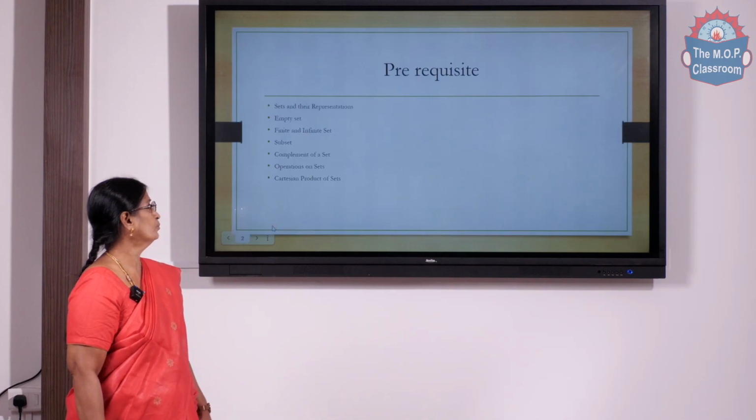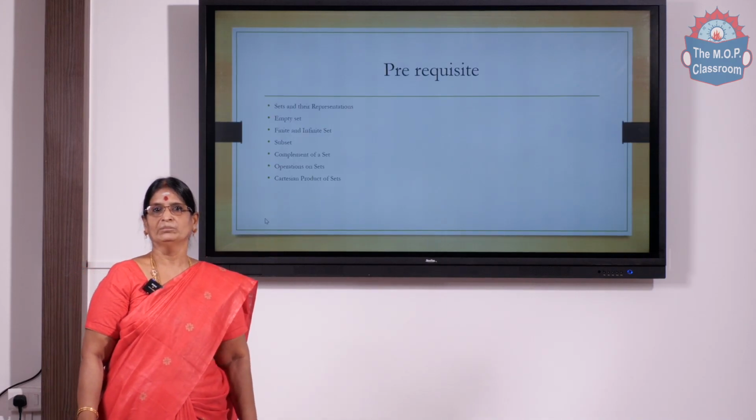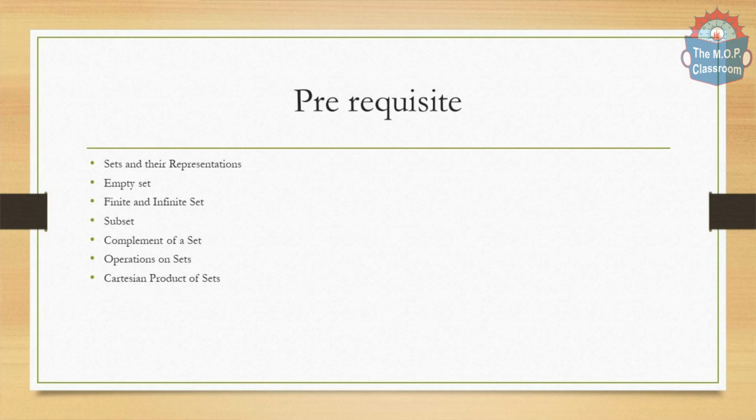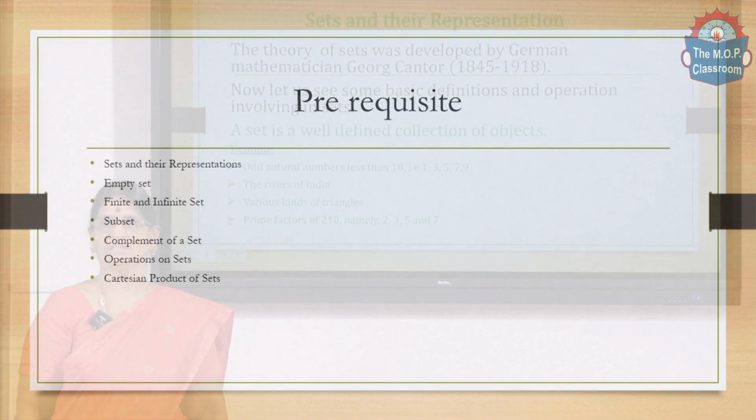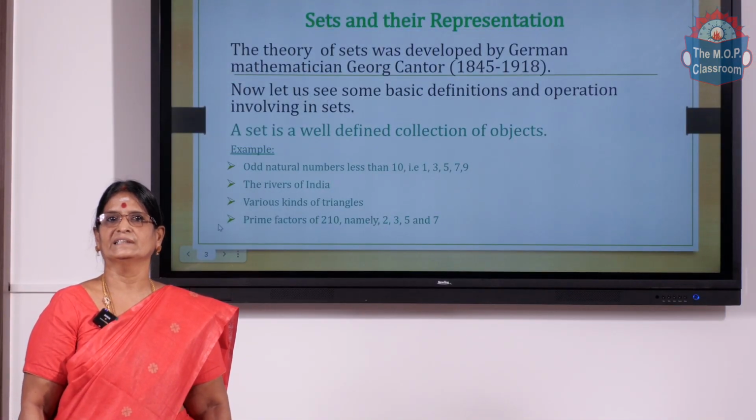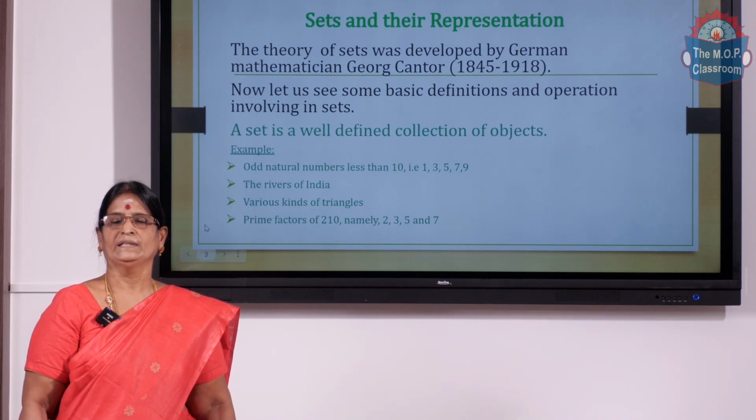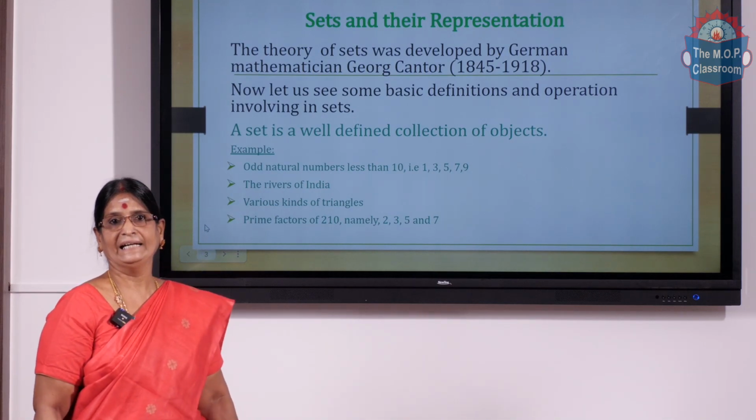Some examples on group. For this we need to know some basic concepts of sets. Here I would like to highlight a few concepts: sets and their representation, how to represent a set, the definitions of finite set, infinite set, set operations, Cartesian product, and the basic definition of a set. All of us are aware of a set already, so I would just like to review these few basic concepts. The theory was developed by German mathematician Georg Cantor.